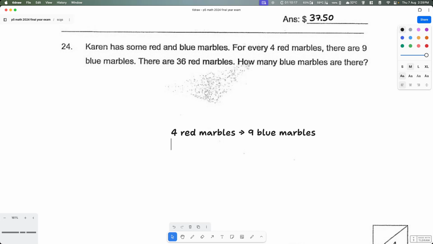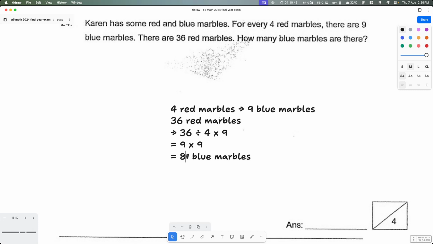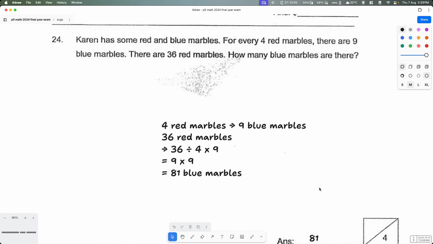Okay, and then 36 red marbles is equal to 36. I'm just going to put the other line. So 36, and then we divide it by 4 in this case, and then times 9. This is equal to 36 divided by 4 is 9, times 9. This will give us 81 blue marbles. So therefore the answer is 81. All right, let's move on to the next question.